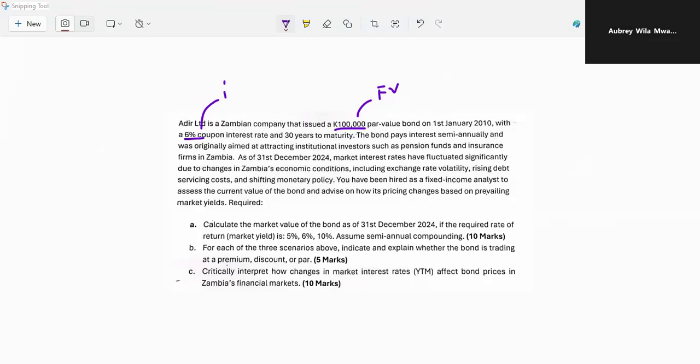Semi-annually, meaning it's paying twice in a year. But wait a minute. What is a maturity? It is 30 years to maturity. It was issued when? 2010. So is it to 2040? We have 15 years left. Can someone explain why we have 15 years left as our T? Then you multiply by 2 to get what? 30 periods.